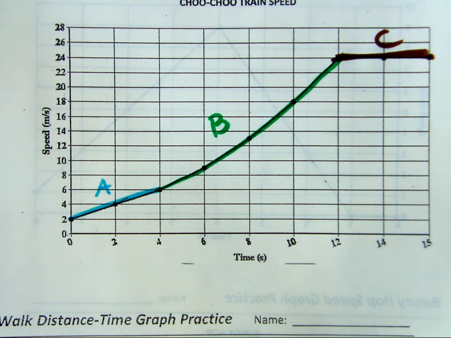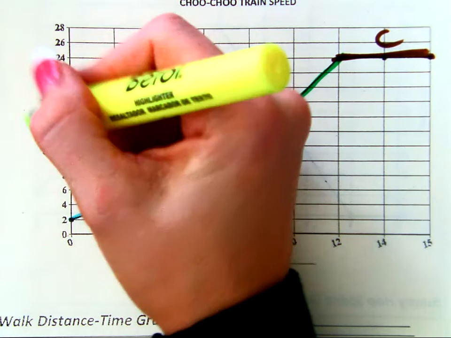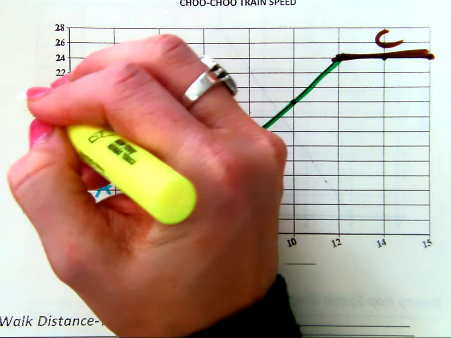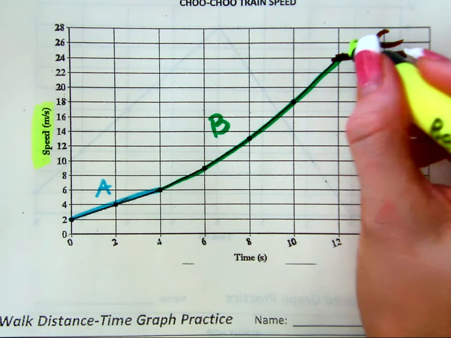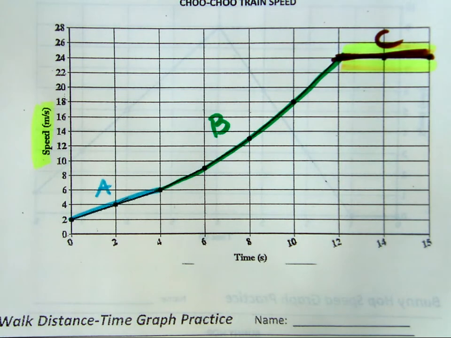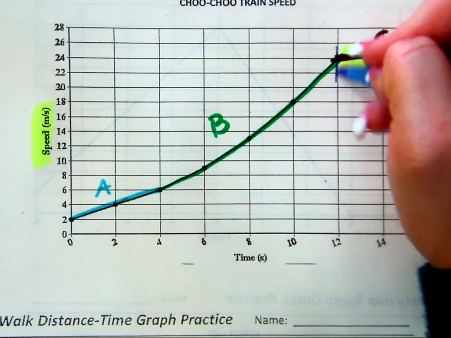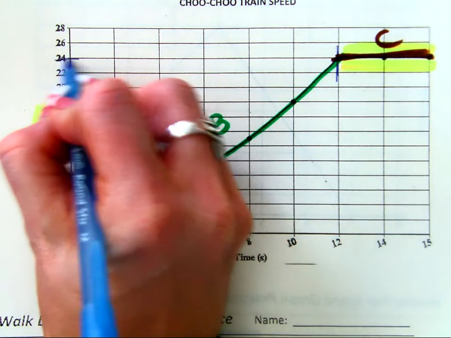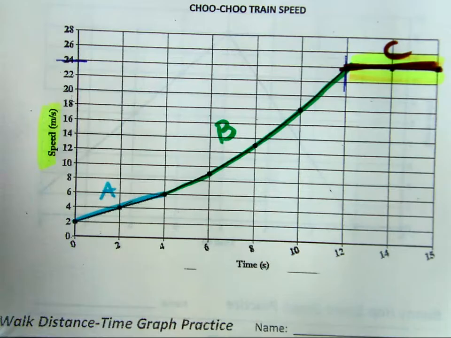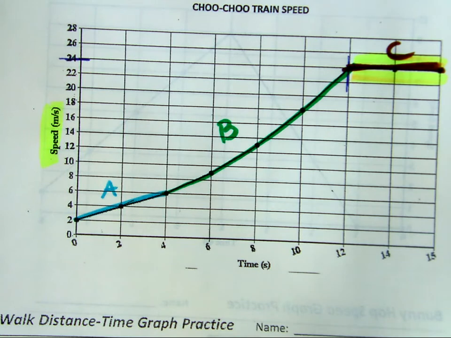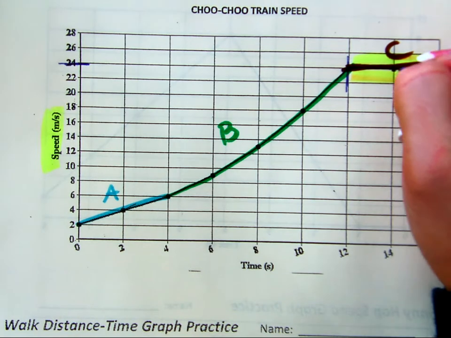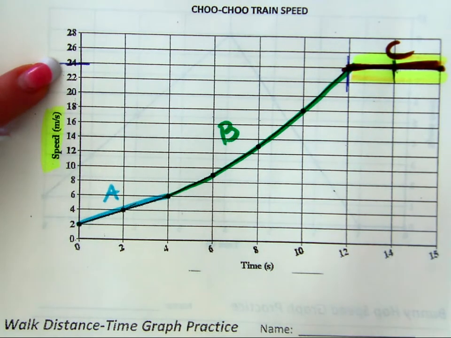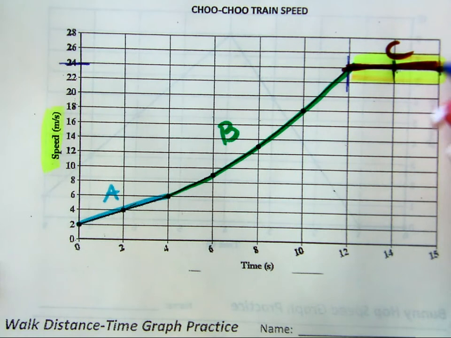So here's what I need you to understand. If you have a highlighter, or just circle it. When our axis is speed, a horizontal line means what? Let's just take a little closer look. At 12 seconds, how fast is this train going? 24 meters per second, miles per second. At 14 seconds, how fast is the train going? The same. At 15 seconds, how fast is the train going?